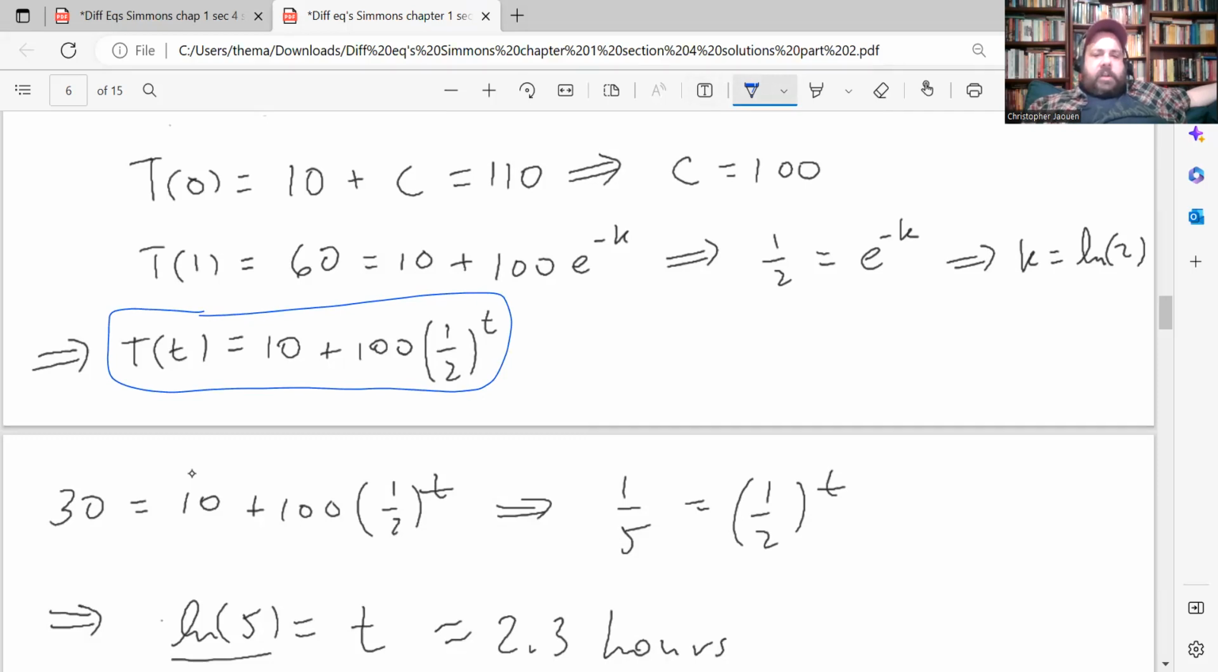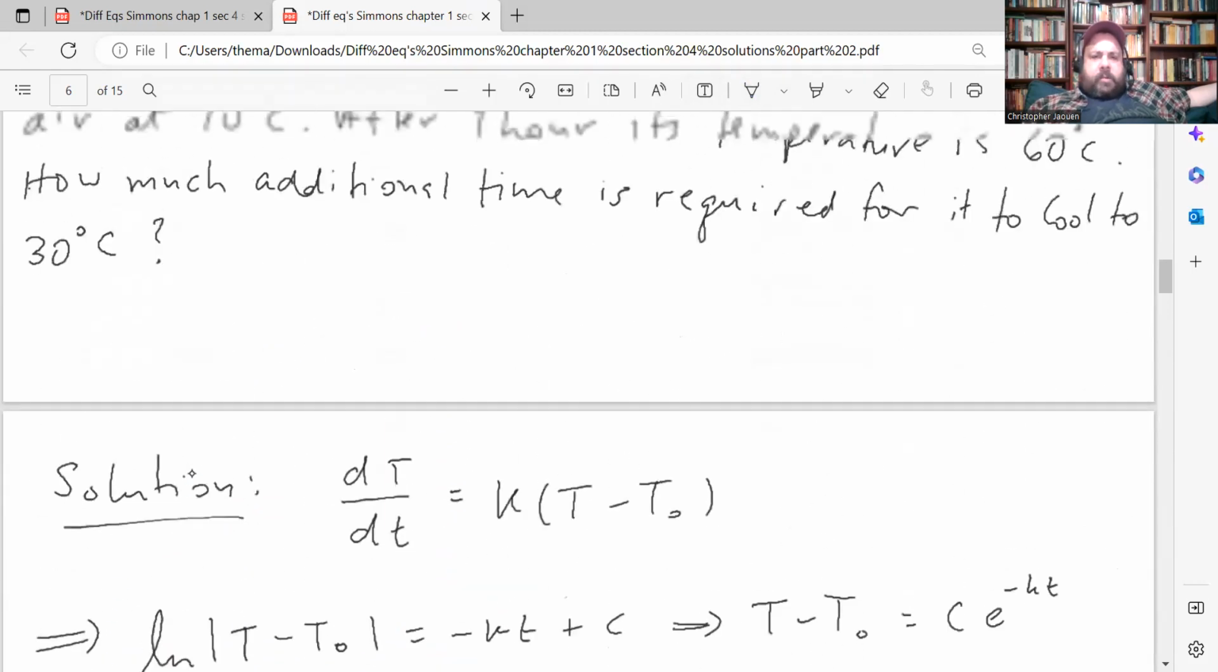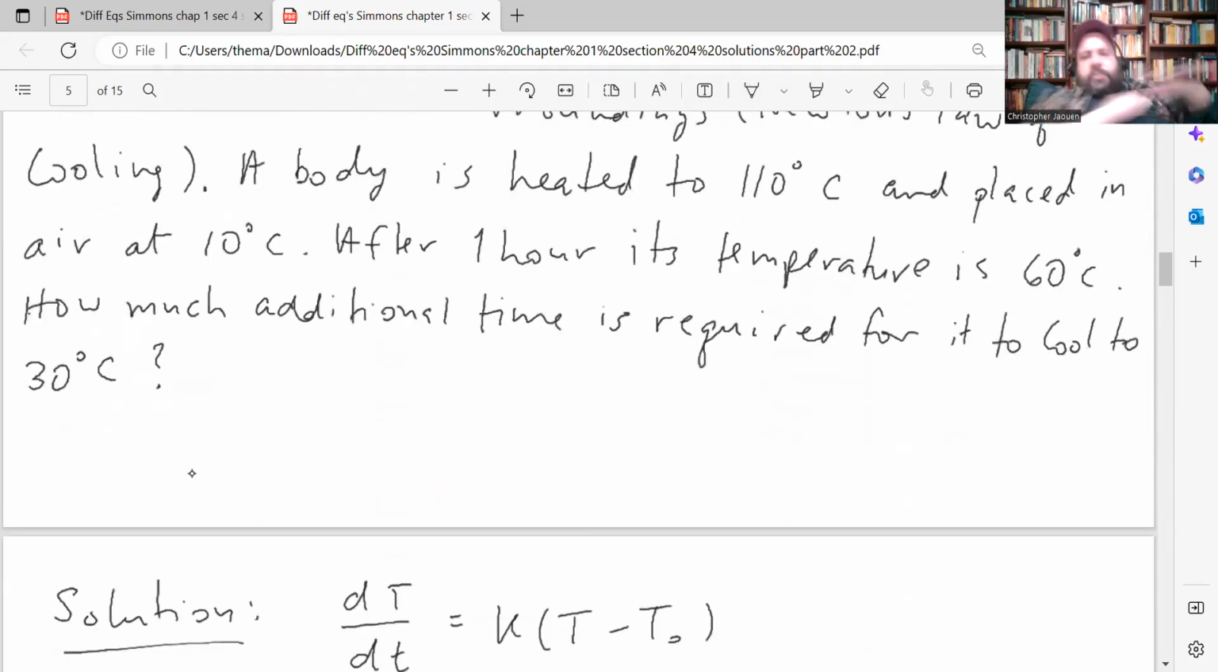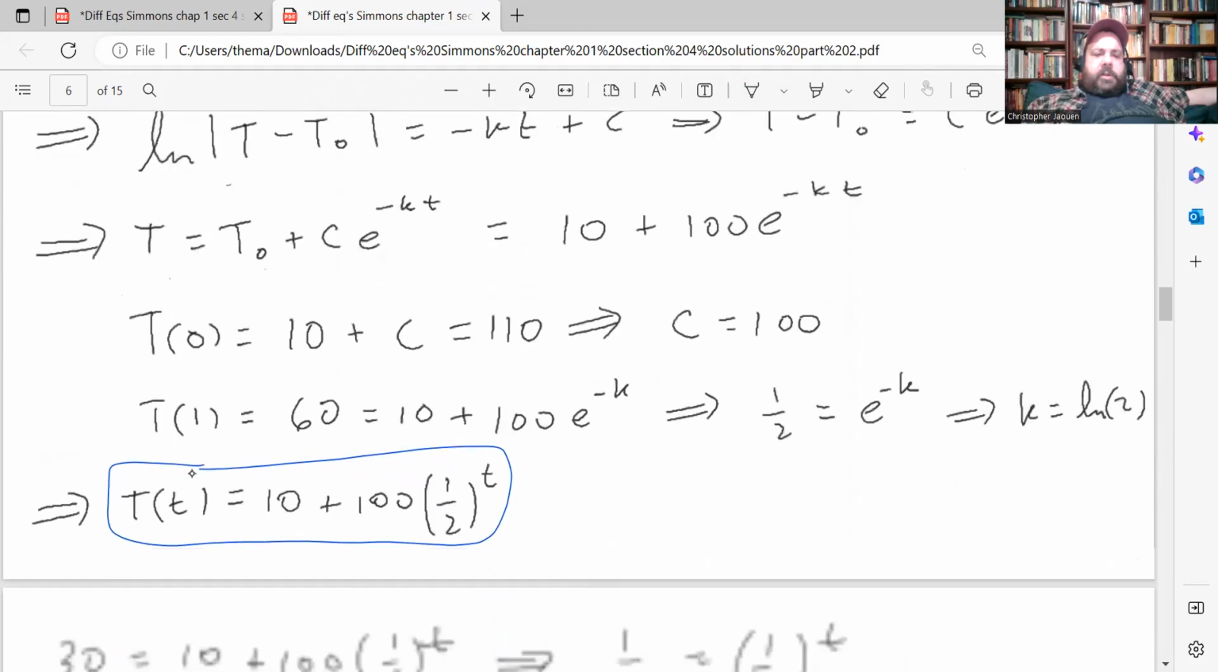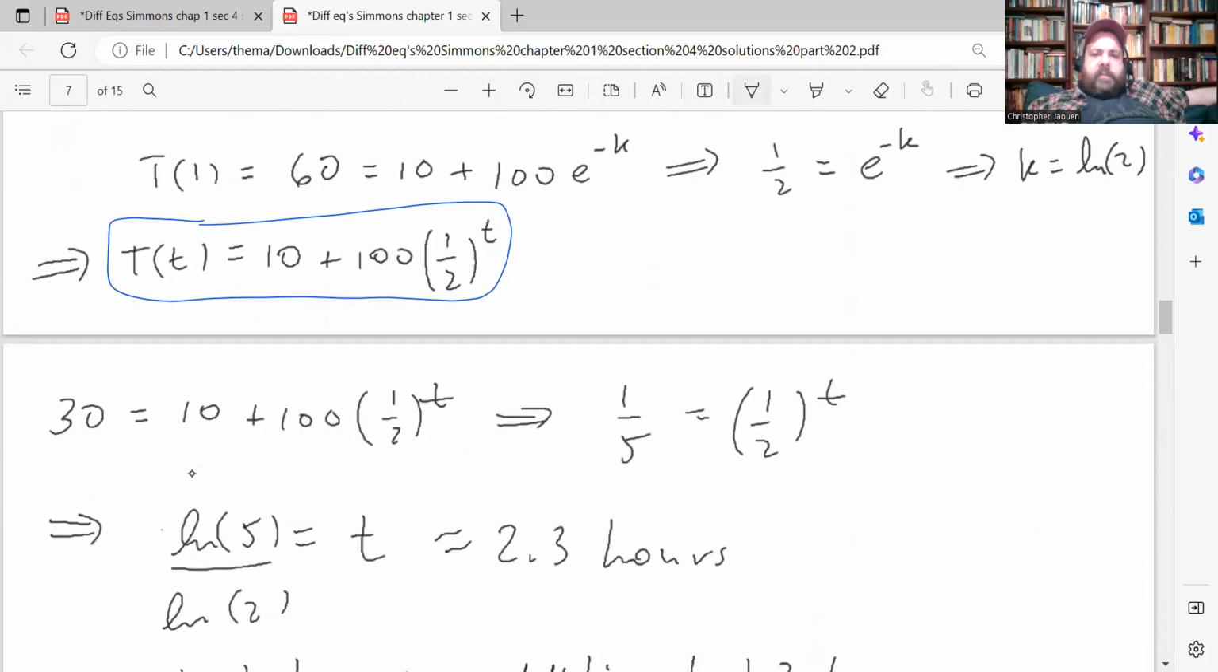And then they wanted us to say how much additional time is required for it to cool to 30 degrees Celsius. So you just plug in 30 degrees for the value of T and solve for the time up here, which again is a simple exponential equation. And when you solve it, you get 2.3 hours in total.